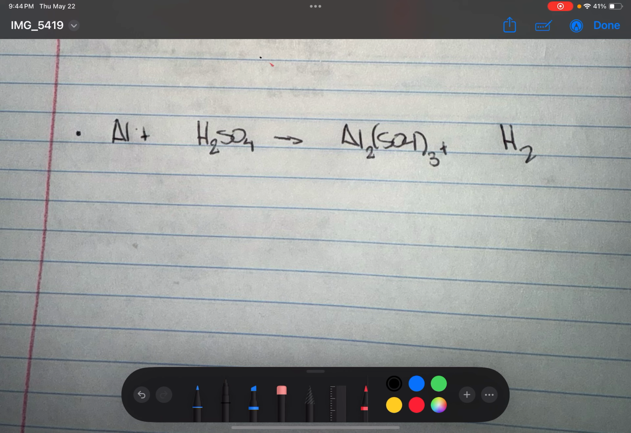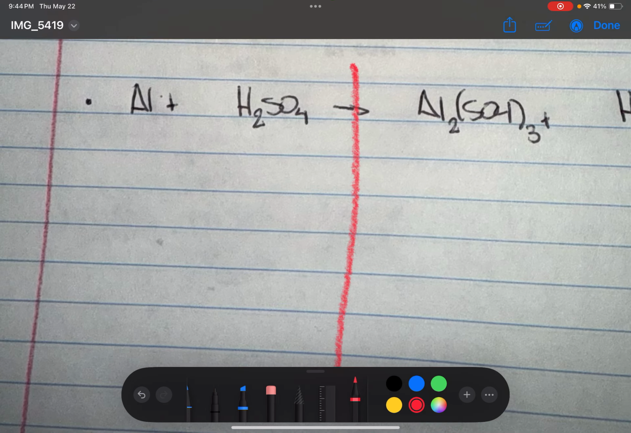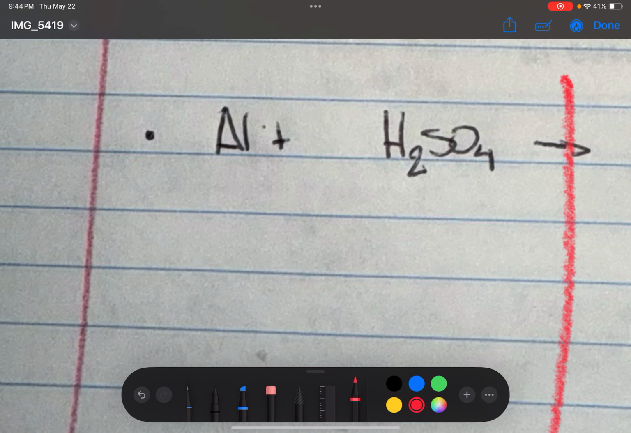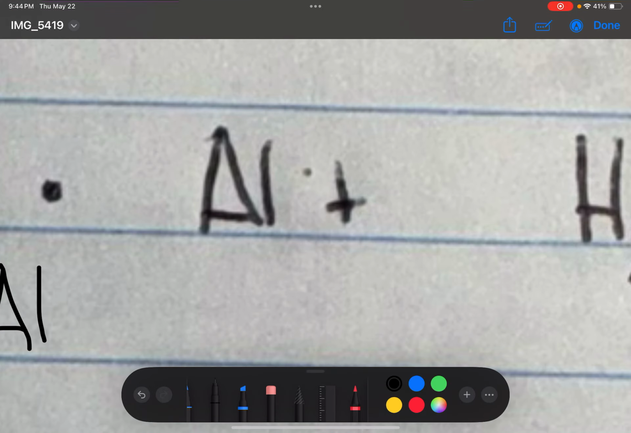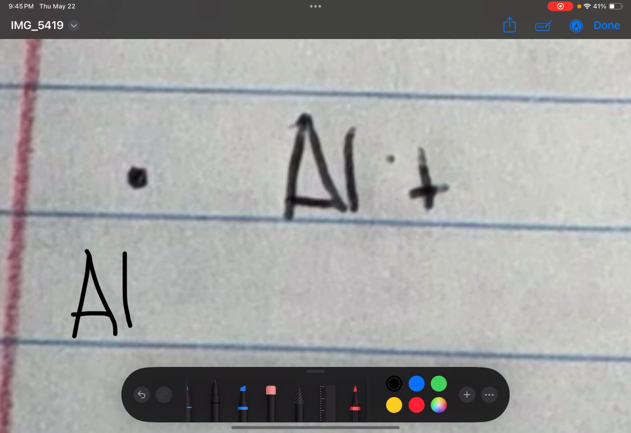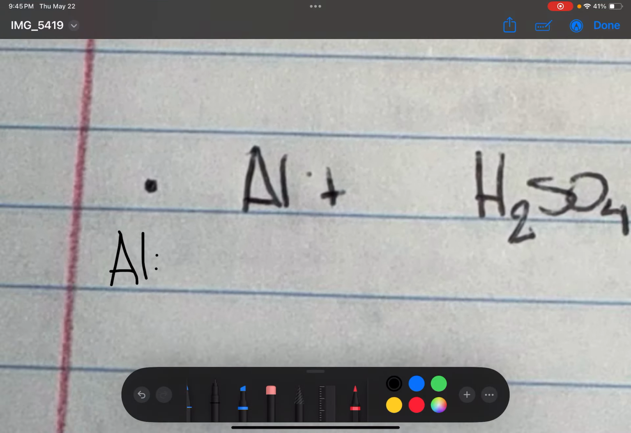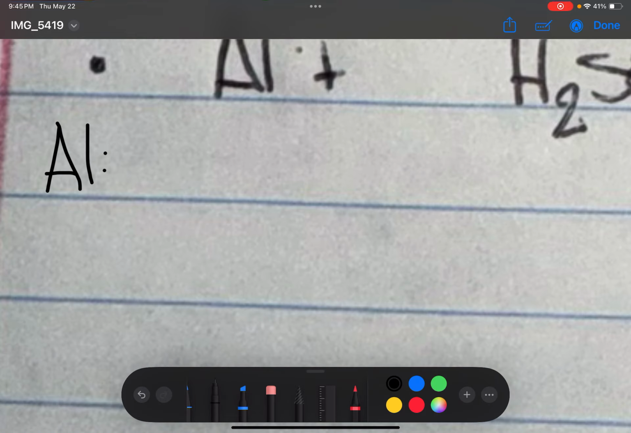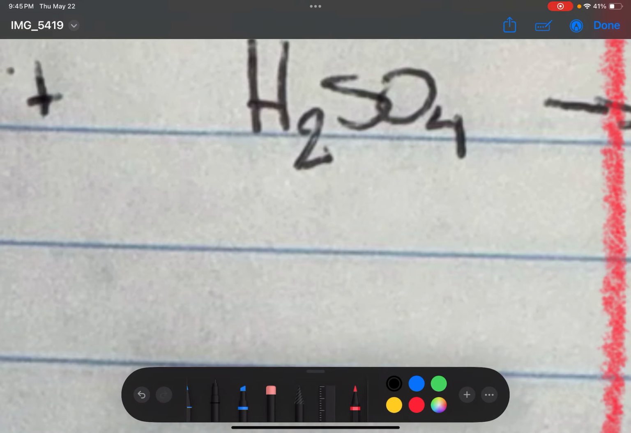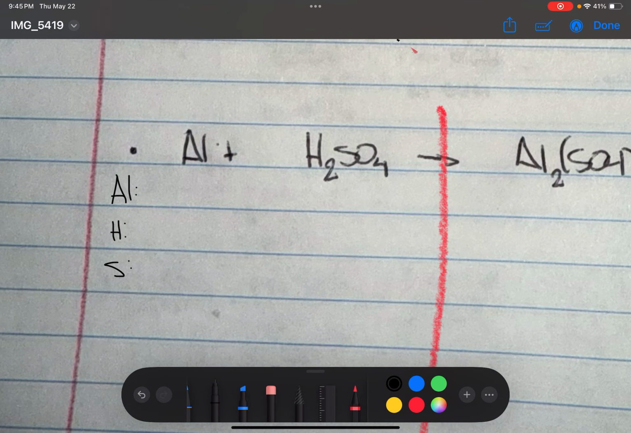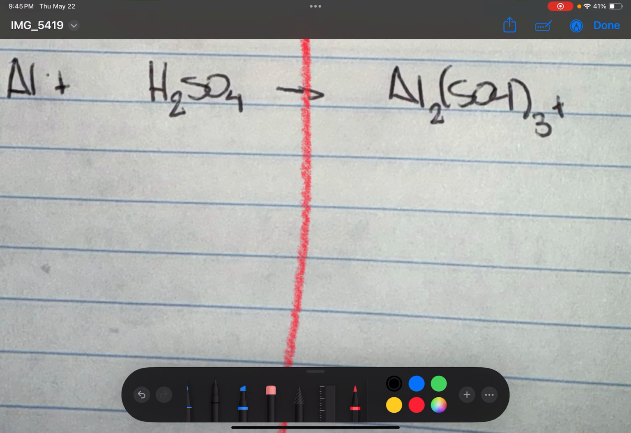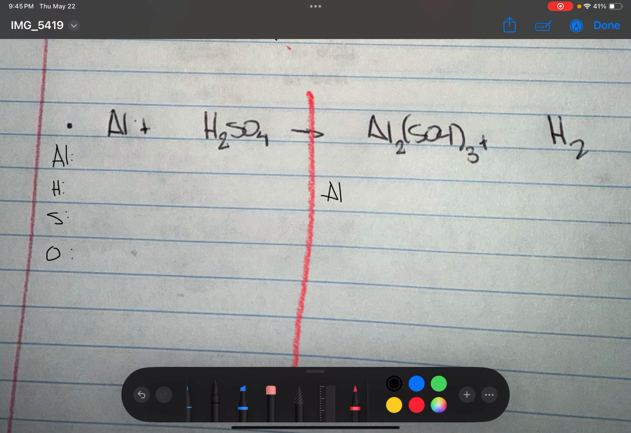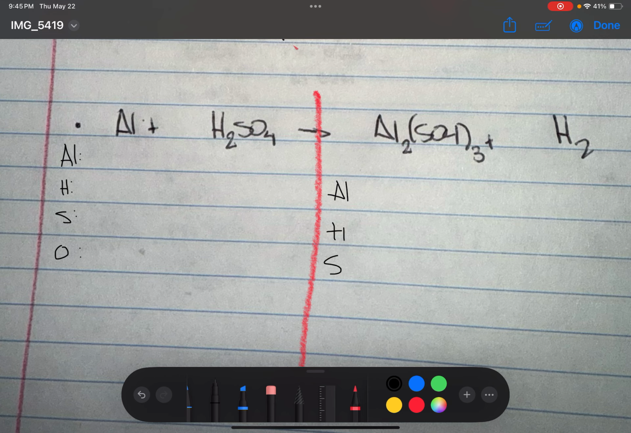So now let's do this one. Let's draw our little arrow, right? How many letters do we see? We have an A, L, and whenever it's two different letters, it's going to be uppercase. But this is a lowercase L, so then that's just one. That's literally the element, right? And then we have the letter H, then we have the letter S, and then we have the letter O. And it's going to be the same for the other side, because flip the flip. H, S, O.